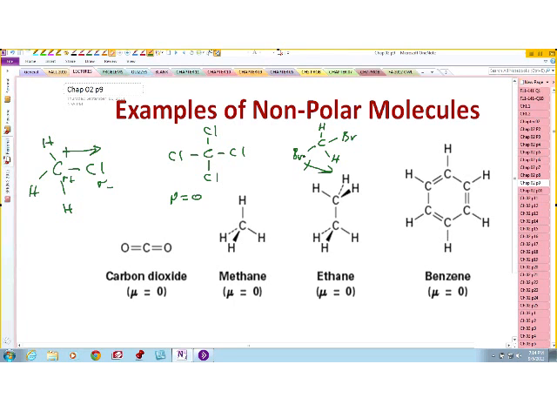So anyway, we've gone from the polar bond to a polar molecule. In the case of a polar molecule, we could measure the polarity by what we call the dipole moment. And I also told you that for a symmetrical molecule, the dipole moment will be zero because the individual polarities will cancel out.